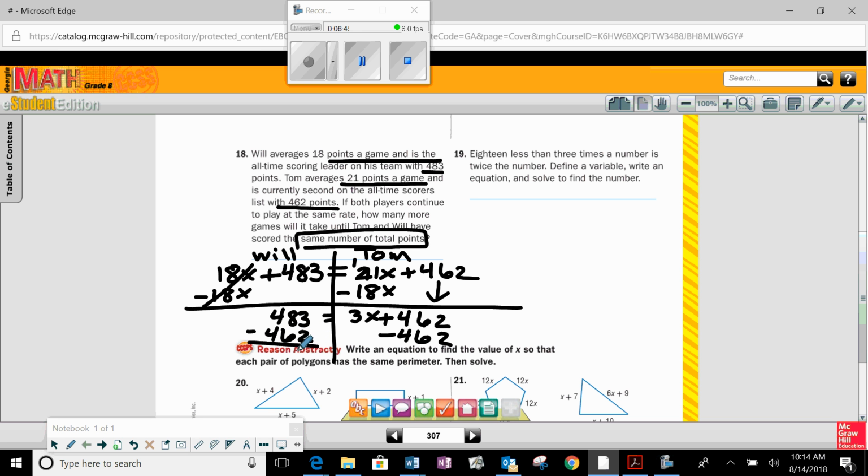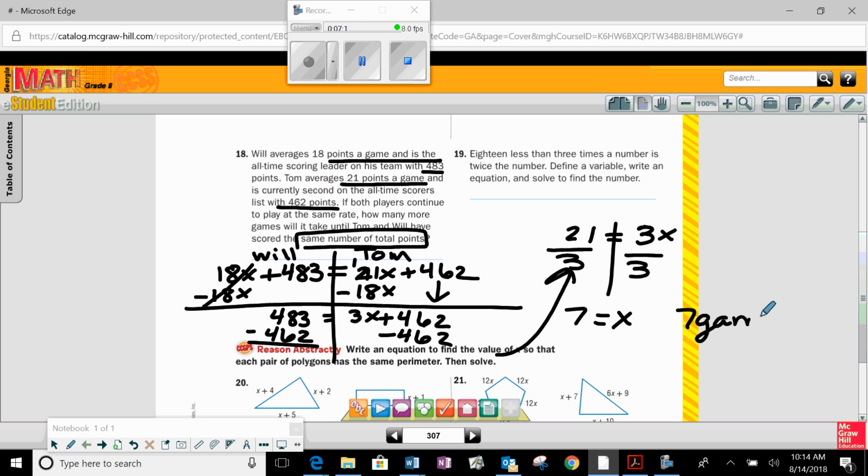And that's going to give me, I'm going to move over here because I'm out of space. 3 minus 2 is a 1. 8 minus 6 is a 2. 4 minus 4 is 0. So that's 21 equals 3x. Then I'm going to divide by 3 on both sides, and I get 7 equals x. So that means after 7 games, Tom and Will have the same number of points.